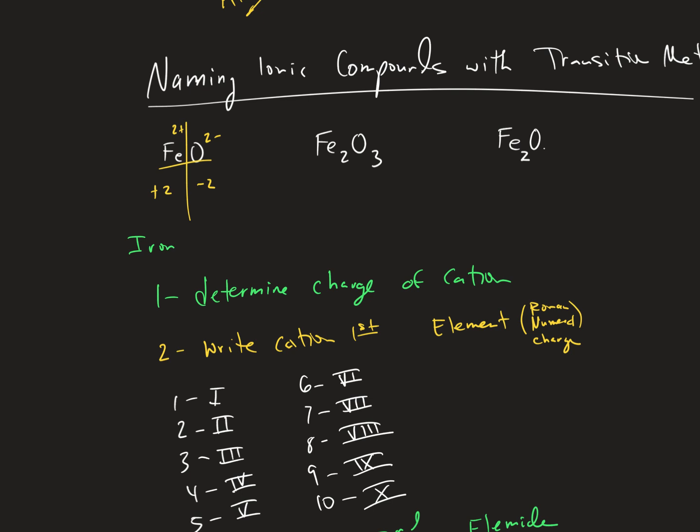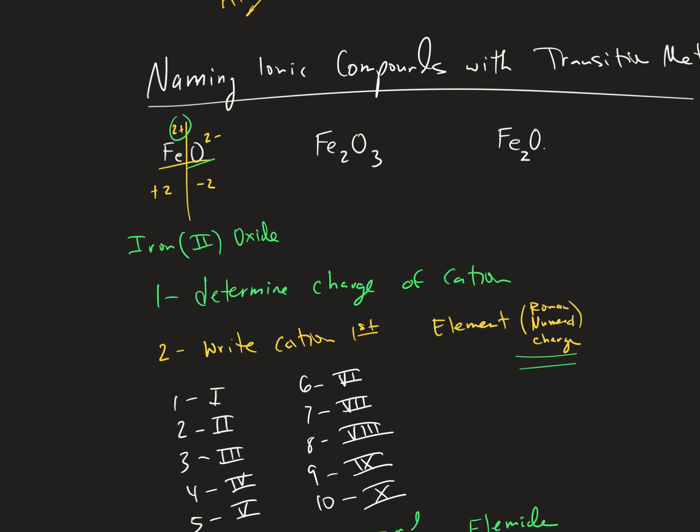Iron, Roman numeral 2, because the charge is 2. You with me? And then name the anion second. This is just a main group element, so it's oxide. Iron, and we read it as iron 2 oxide.